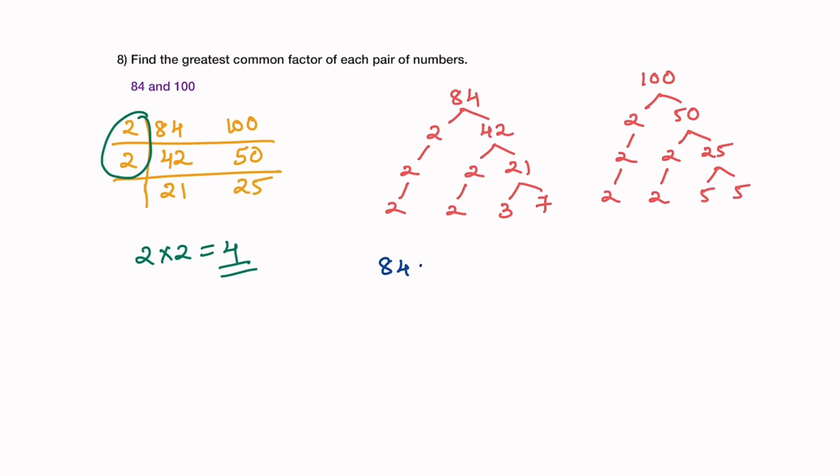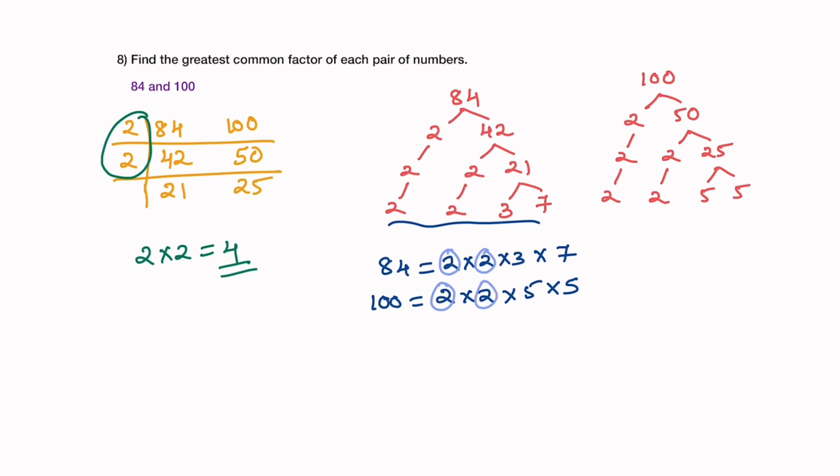So 84 can be written as this, right? 2 times 2 times 3 times 7. And 100 can be written as 2 times 2 times 5 times 5. Let's look for the common factors. 2, 2. That's it. So it's 2 times 2, and that's 4.